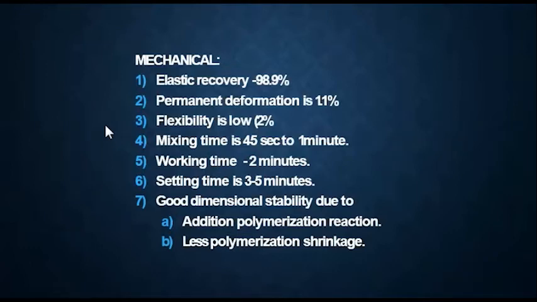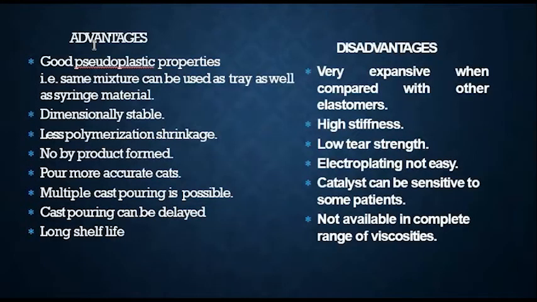And it has good dimensional stability because of the addition polymerization reaction and less polymerization shrinkage. So now coming to the advantages, it has good pseudoplastic property. That is, it can be used as a tray material as well as a syringe material. And it's dimensionally stable, has less polymerization shrinkage, and has no byproducts when compared to addition silicone, which gives out hydrogen gas. And it can pour more accurate casts, multiple cast pouring is possible, and cast pouring can be delayed by 1 day if you're not able to pour the impression immediately. It has a long shelf life.